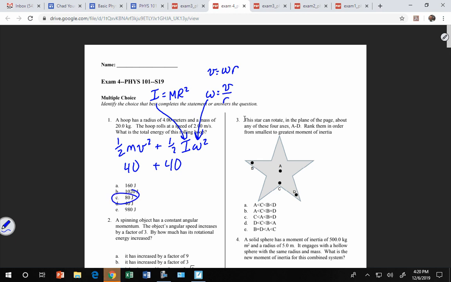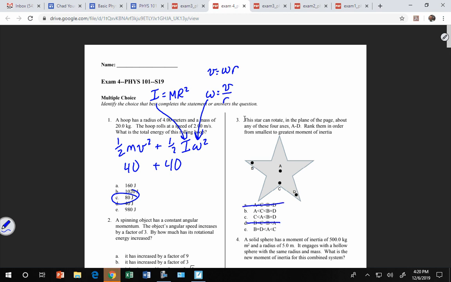Number 3, I just like these problems. I love ranking problems. So you'll have one like number 3 where I give you a shape. It's a shape you've never seen before. And I ask you to rank the moments of inertia. You're looking for a couple of tricks. First of all, usually there are 2 points that are identical. Like here, B and D were identical. So that gets rid of A and D, because it doesn't list B and D equal to one another. So just eliminate those immediately.